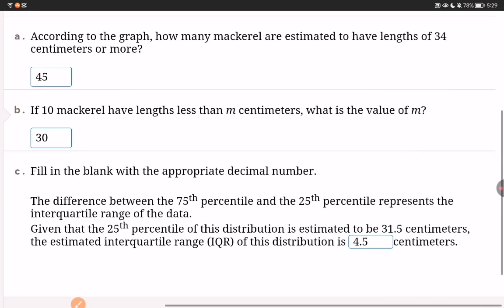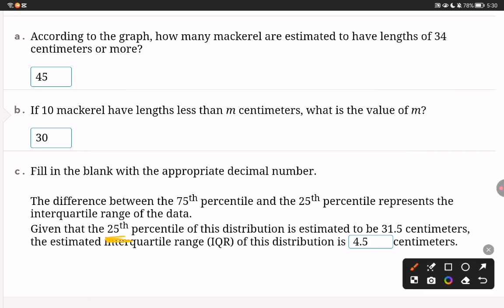So now, the difference between the 75th percentile and the 25th percentile represents the interquartile range of the data. Given that the 25th percentile of this distribution is estimated to be 31.5 centimeters, the estimated interquartile range of this distribution is 4.5 centimeters. So they gave us the 25th percentile. They want us to find the interquartile range, which is 75th percentile minus 25th percentile. So all we have to do is find the 75th percentile, then subtract the value of the 25th percentile, which is 31.5, from the answer we get, okay?